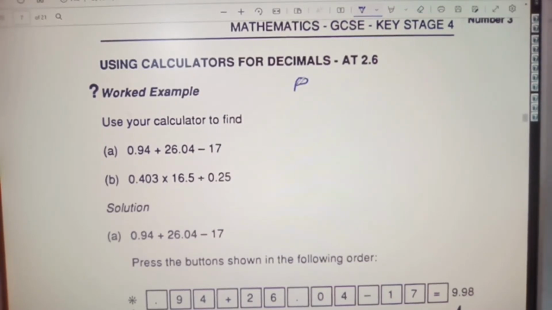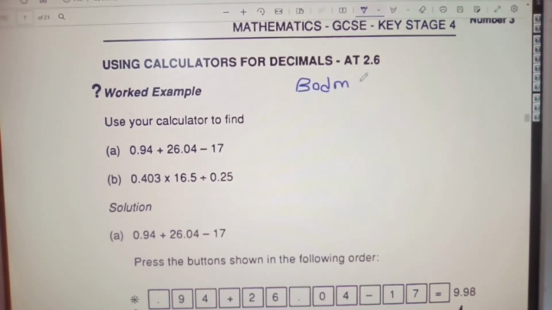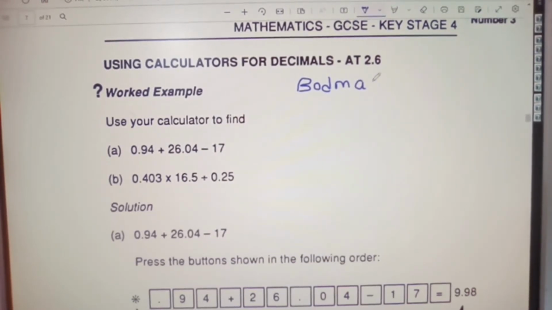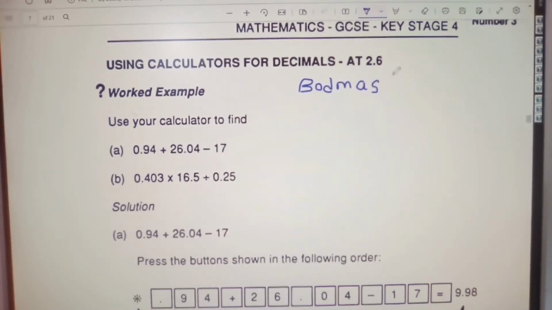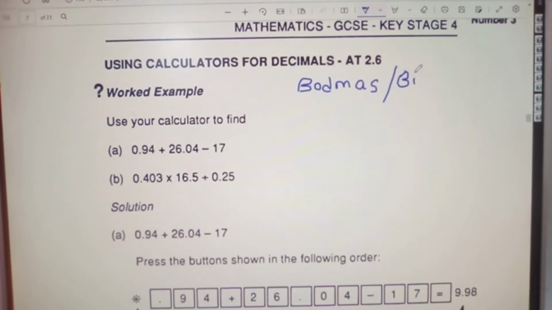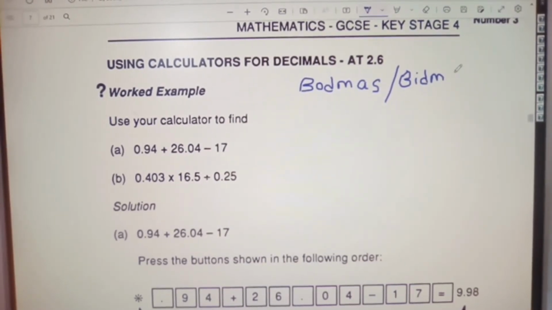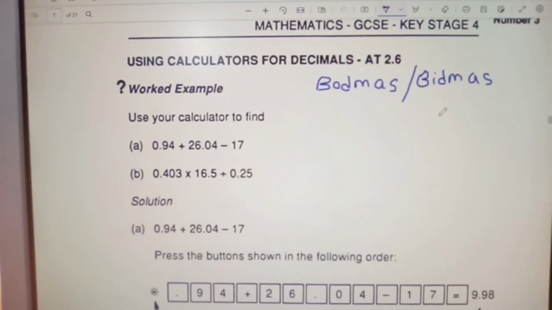B, O, D, M, A, S. BODMAS. And recently I've noticed they tend to call it BIDMAS. B, I, D, M, A, S. It's been called BODMAS and BIDMAS.